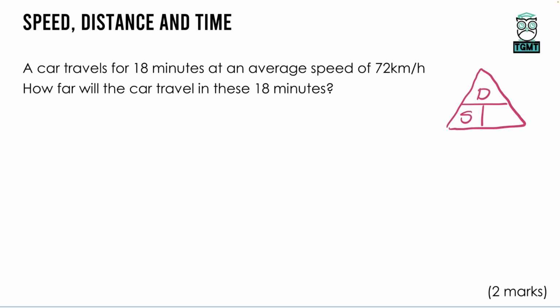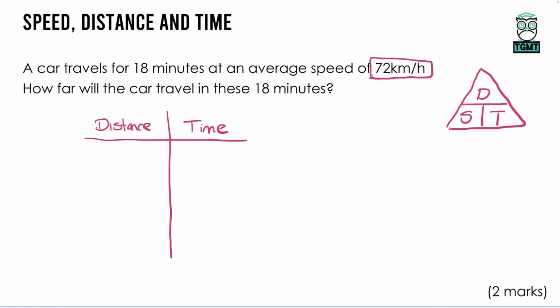Speed is distance over time. Now when we have a speed that's given to us, we can put that speed into a table. Now with that speed, we're going to need to write down the distance, and we're going to need to write down the time. Now a speed of 72 kilometres per hour means that in 72 kilometres it will take us 1 hour. Now we are dealing with minutes in this question, so it is easier to write that as 60 minutes.